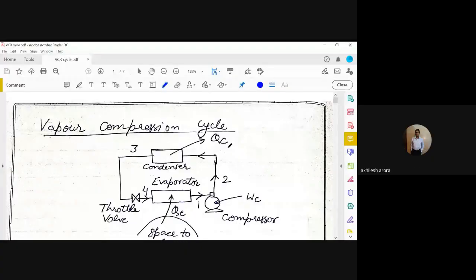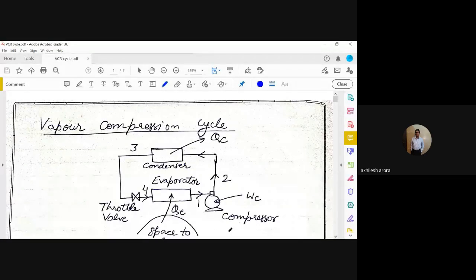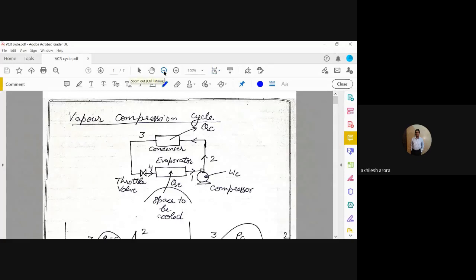Okay, so now I am going to talk about the vapor compression cycle. In a vapor compression cycle, as I have told you in the previous video lecture, there are four components. One component is the evaporator, the second is the compressor, the third is the condenser, and the fourth is the throttle valve.